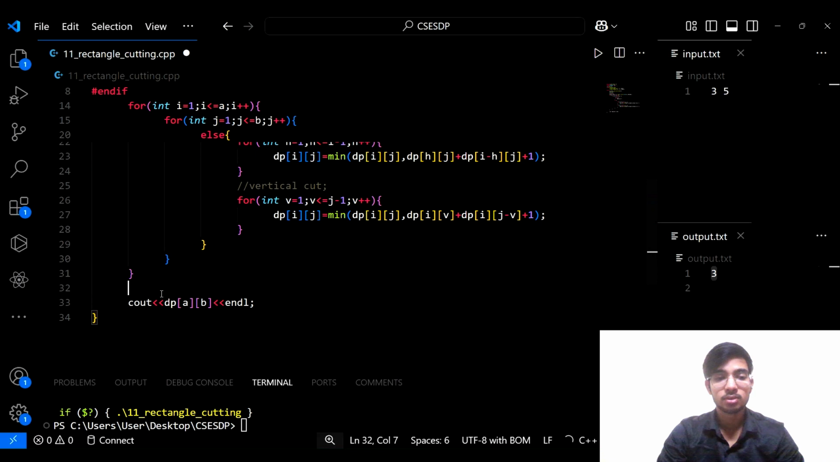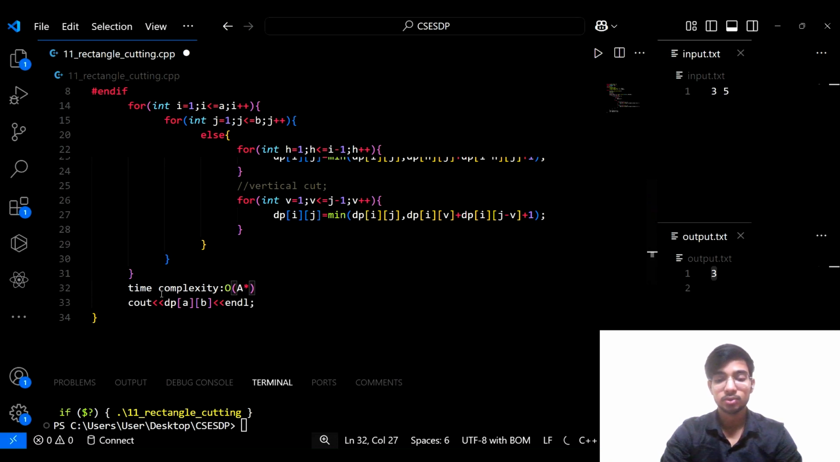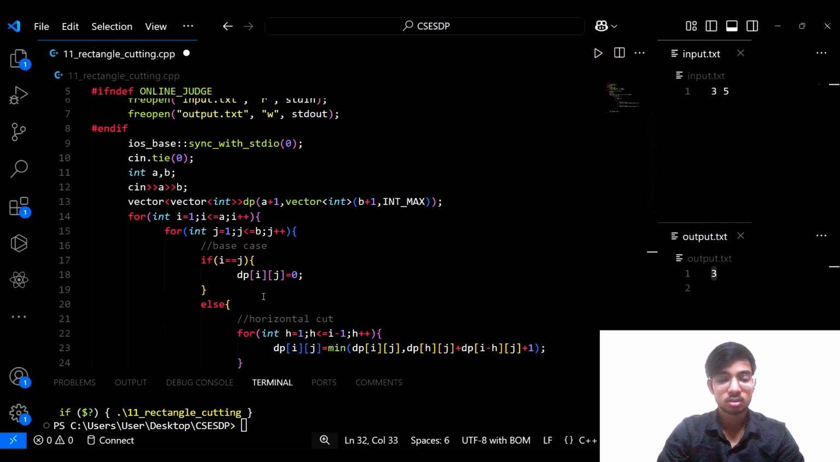Right? Now let's discuss its time complexity. The time complexity is big O of a into b, right? And the space, we are using a grid of size a plus 1 cross b plus 1. Right? I hope you understood it. If not, comment it down. I will try to resolve your doubts.